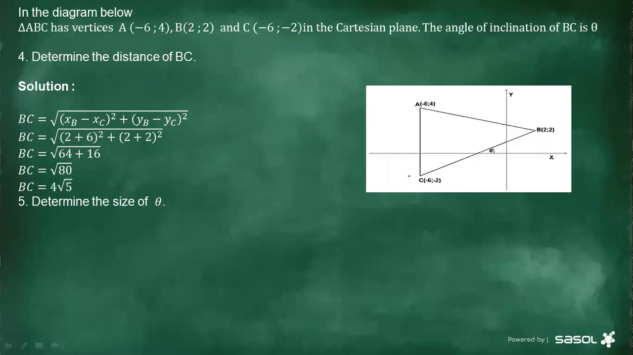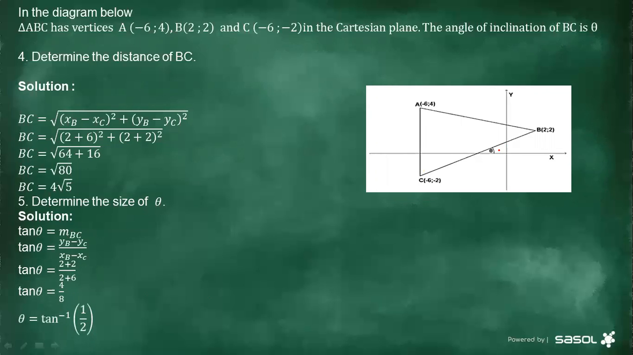The angle size theta there, we need this angle theta. Now first, for us to get the angle theta, we say tan theta equals the gradient of BC. Let's determine the gradient of BC, and our gradient of BC is equal to 4 over 8, which is 1 over 2. And then theta equals shift tan of 1 over 2. And then the angle that we are looking for there is 26.565 degrees.